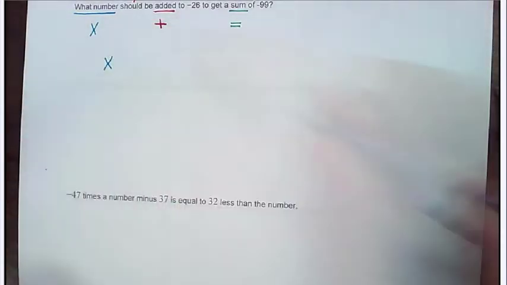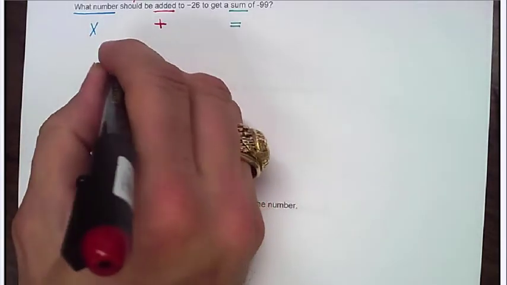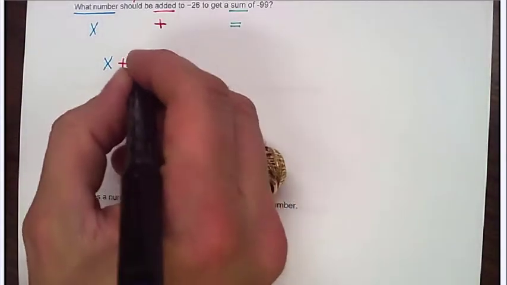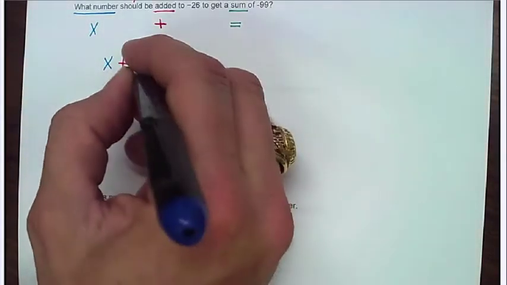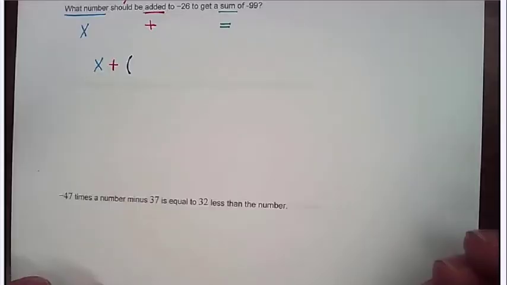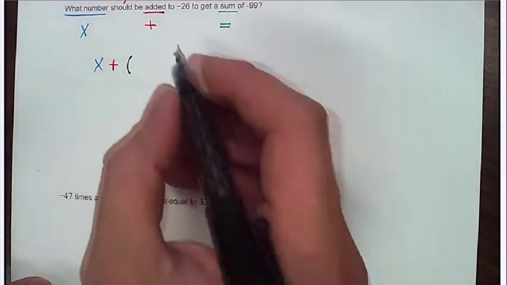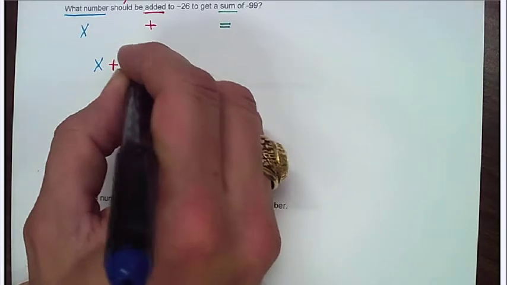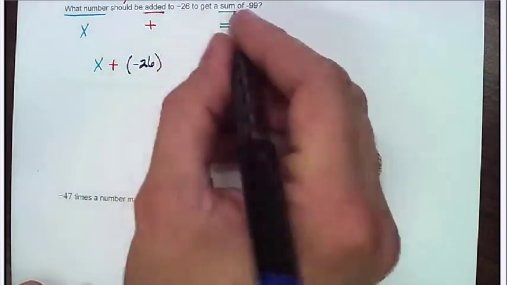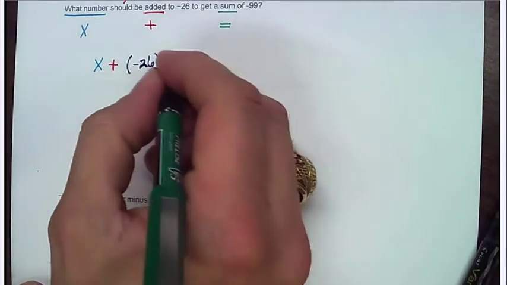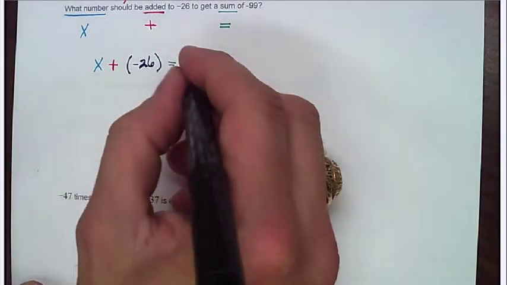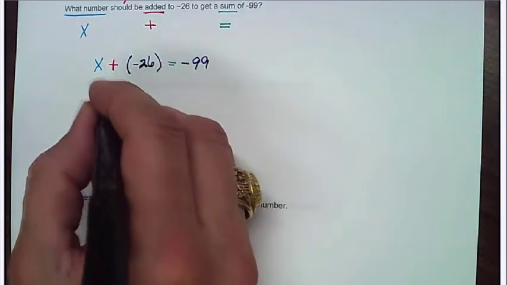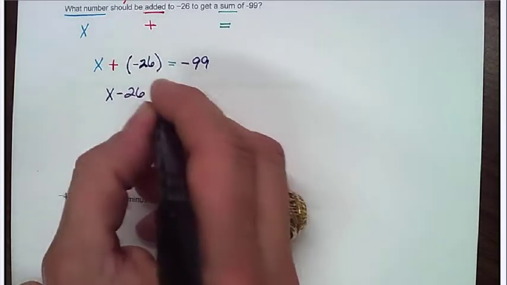So translating this, we're going to get x plus, and then we'll just use the blue, plus negative 26. Now anytime I've got a plus, a negative, okay, so parentheses, and then there's this negative 26, so we're going to put that in parentheses. To get a sum, remember that sum means equal, negative 99. So now we can kind of clean this up and do my solving. So again, plus minus, the minus is going to win. So I get x minus 26 is equal to negative 99.